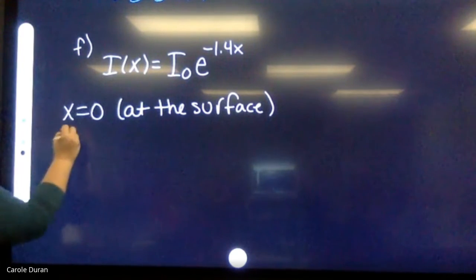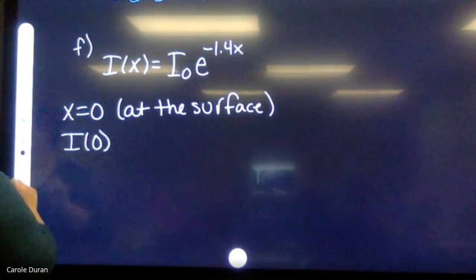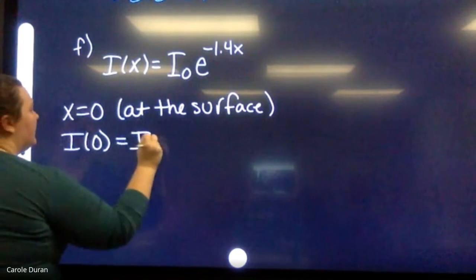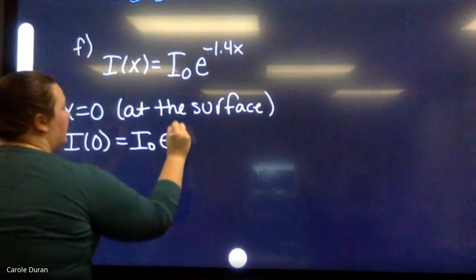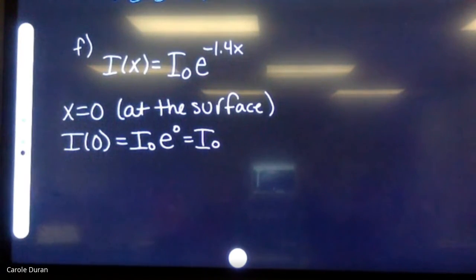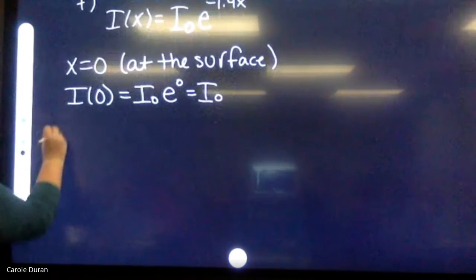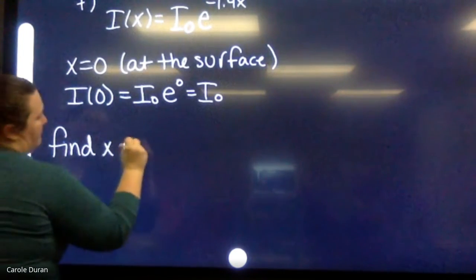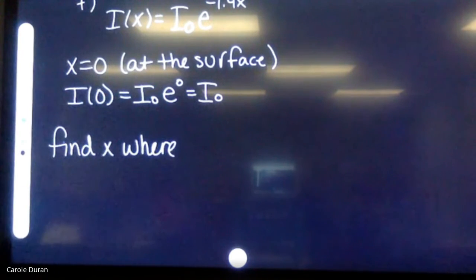So that means if I have the intensity at the surface, that's I naught e to the 0, which is just going to equal I naught. This just proves that my initial intensity is I naught at the surface of the water. What we want to do is find the depth, or the x, where the intensity is 1/2 of its value at the surface.